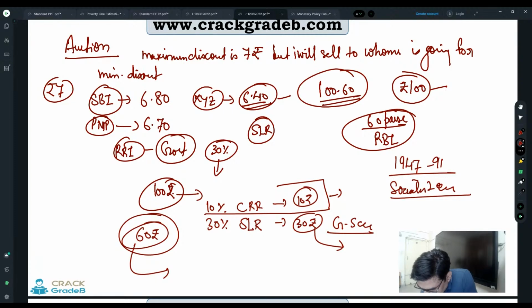Sir, can sovereign gold bonds be considered as government securities for the SLR? No. Sovereign gold bond scheme is for whom? For whom is the sovereign gold bond scheme issued? Answer this question. Mahesh, please answer this question. Public. And who has to maintain this SLR? Public or banks?